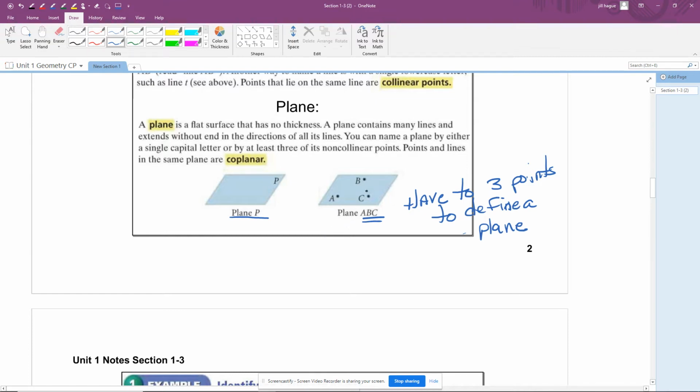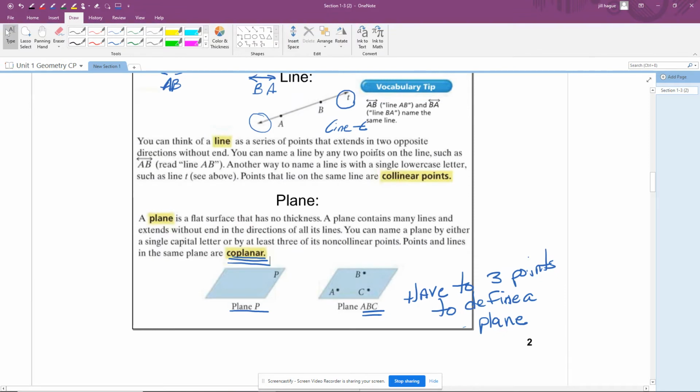Okay, now points and lines that are on the same plane are called coplanar. Okay, and that's one of the vocabulary words that we talked about. And I probably didn't touch on it above. When you have points that lie in the same line, those are called collinear. Okay, so points on a line are collinear. Points on a plane are coplanar.